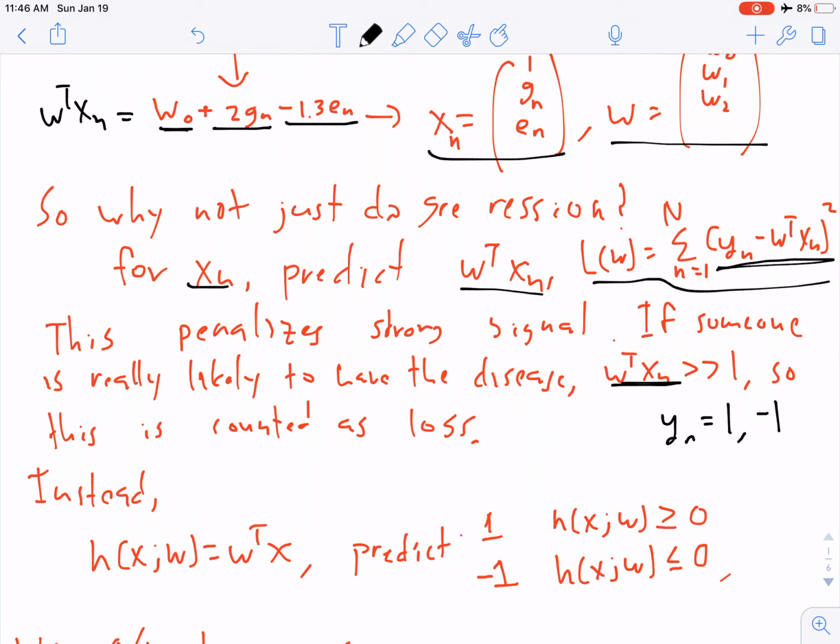Same thing will happen if somebody is really, really unlikely to have the disease. So you get coefficients that are not accurately representing things because you're counting over-predictions in the correct direction as a loss, which is not what we want to do.